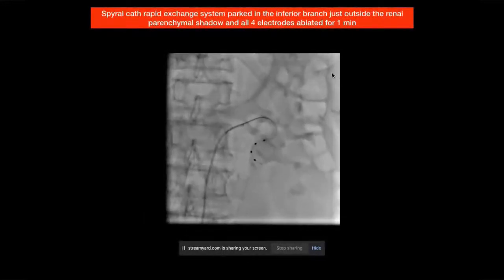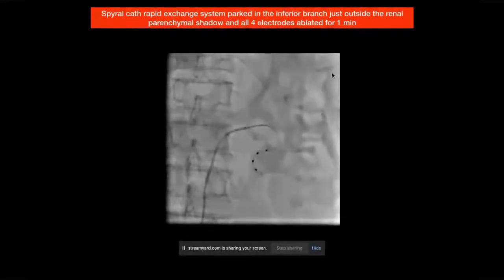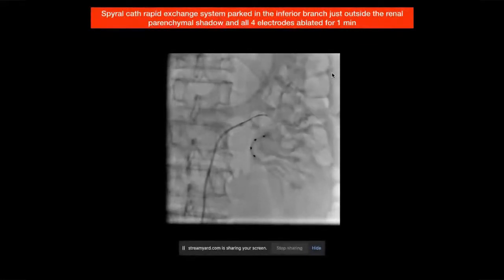Now, this is the spiral catheter rapid exchange system. It is parked in the inferior branch outside the renal parenchymal shadow. All the 4 electrodes were ablated for 1 minute.